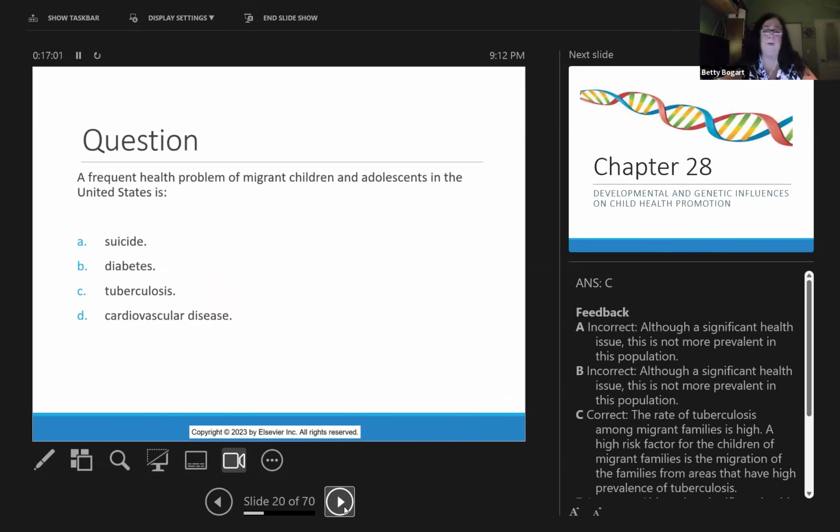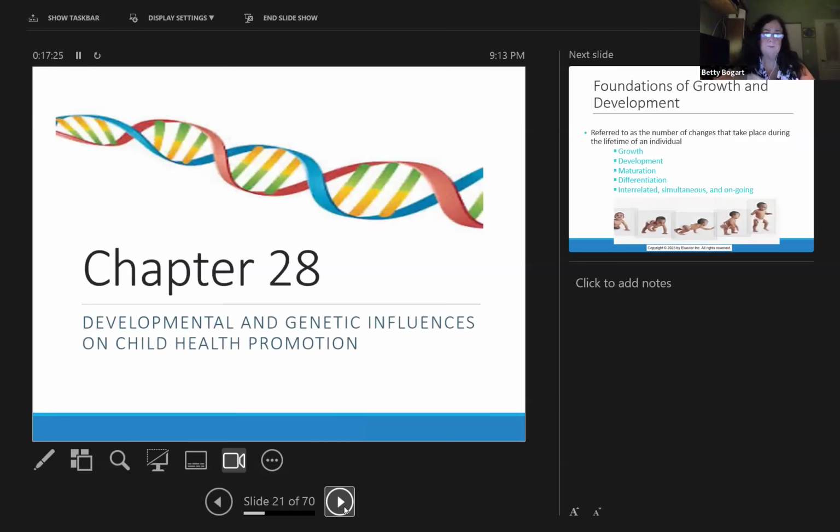So, a frequent health problem of migrant children and adolescents in the United States would be what? Tuberculosis. Yes, tuberculosis. It's something we don't really think of, do we? Because we've really knocked it out in this country. But if we stop testing for it, etc., it could come back again.